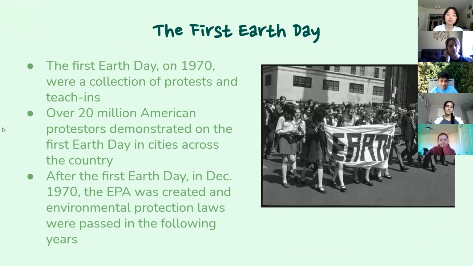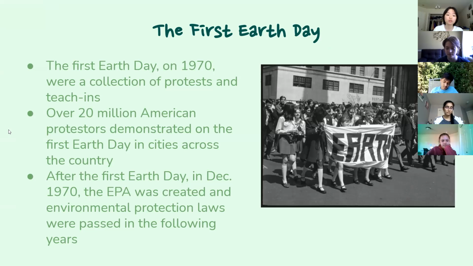The first Earth Day in 1970 was a collection of protests and teach-ins. And these teach-ins were basically educating people on why we need to protect and conserve our natural resources. And over 20 million American protesters demonstrated on the very first Earth Day in cities across the country. And this turnout was pretty surprisingly large considering how the first Earth Day was entirely volunteer organized.